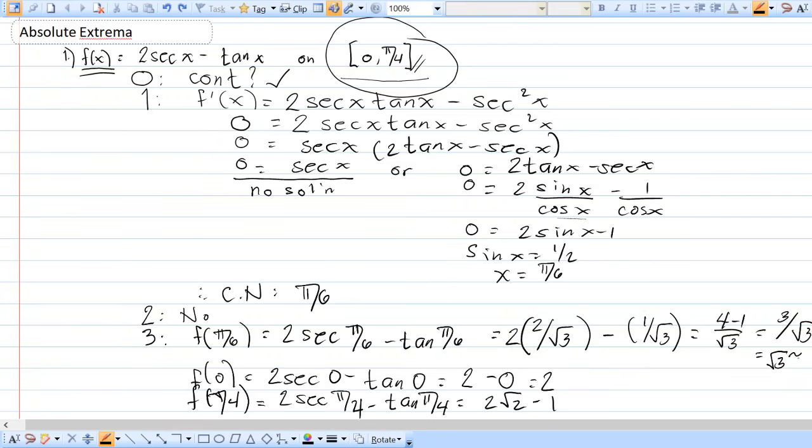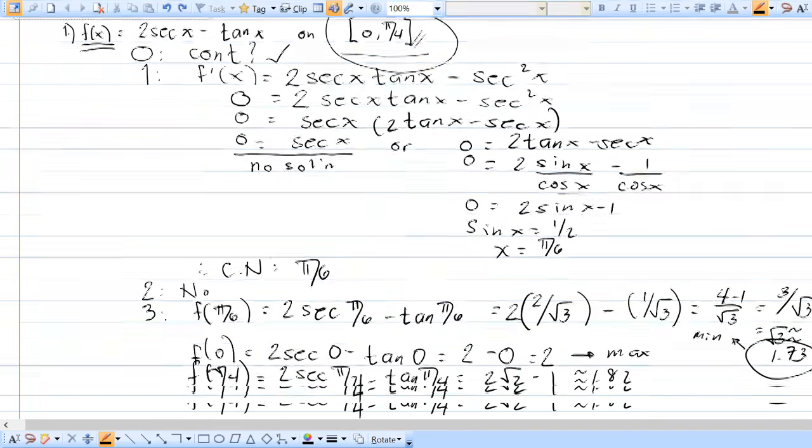So, square root of 3, this is approximately 1.73. Si 2 square root of 2 minus 1, approximately 1.82. So, ano yung pinakamataas? Ito. This is the max. Ano yung pinakamababa? Ito yung pinakamababa. So, ito yung min.